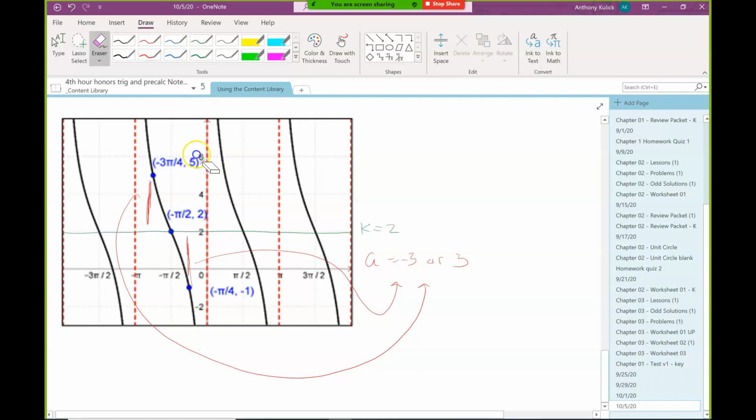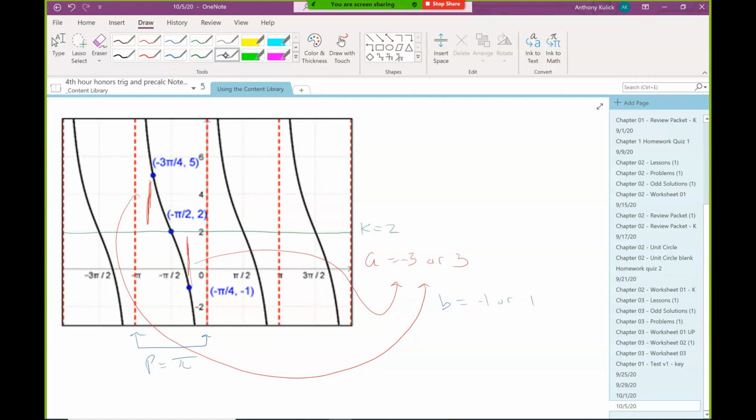Okay. Next up, let's find our value for B. So this is 1 period, so that is pi units, which then easily we can see that B is -1 or +1. Are we okay there?